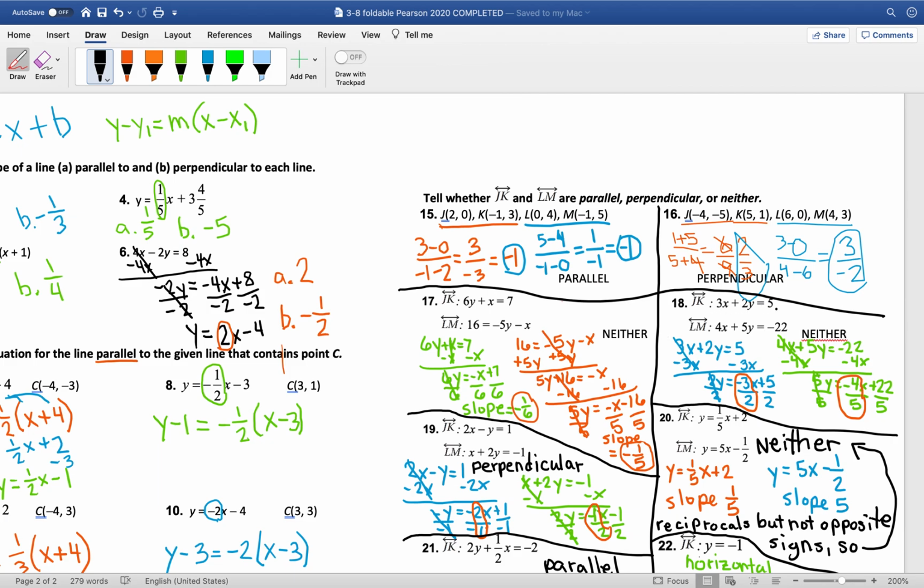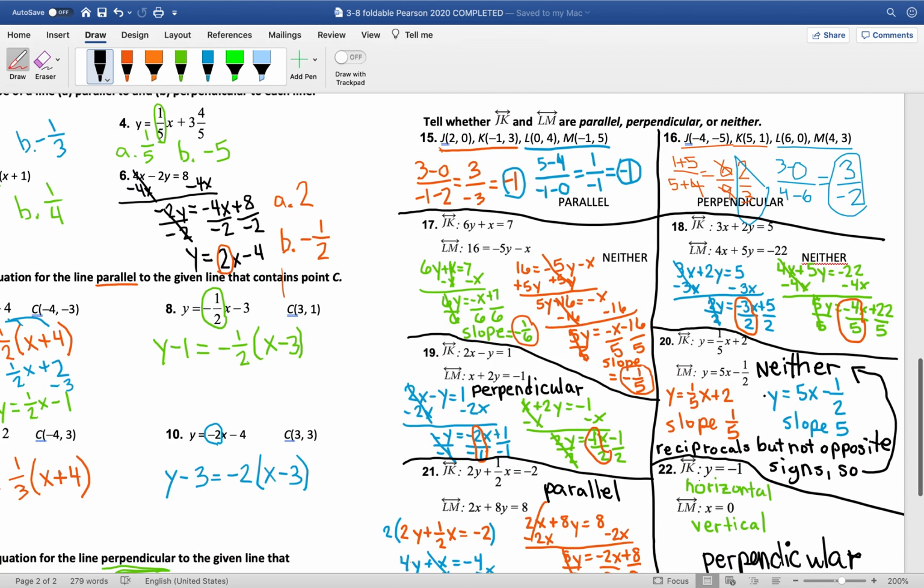Same situation on 18. When I solved 3x plus 2y equals 5 for y, I ended up with the slope of negative 3 over 2. When I solved 4x plus 5y equals negative 22 for y, I ended up with a slope of negative 4/5. Nothing the same about these, except the sign, but they're definitely not the same slope, so these lines are definitely neither parallel nor perpendicular.